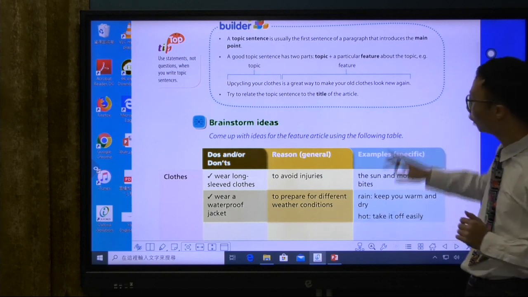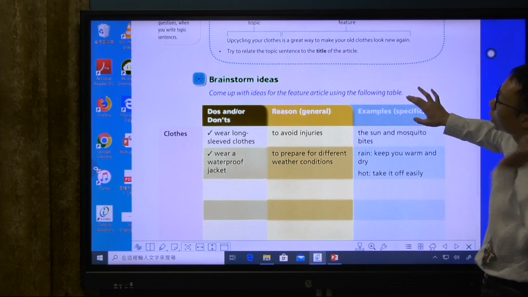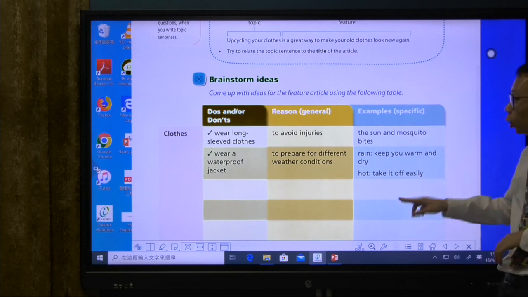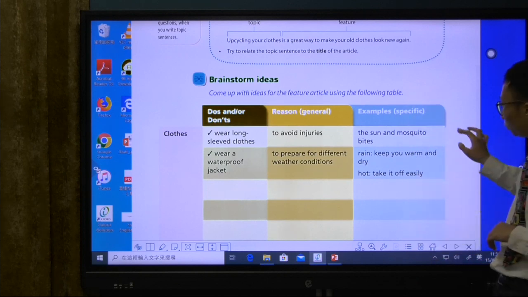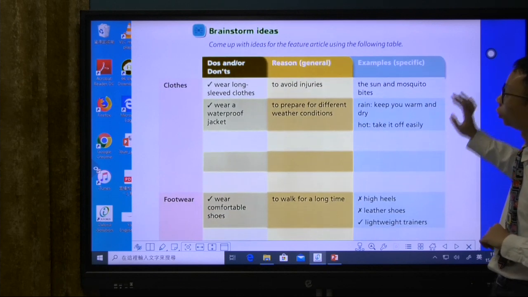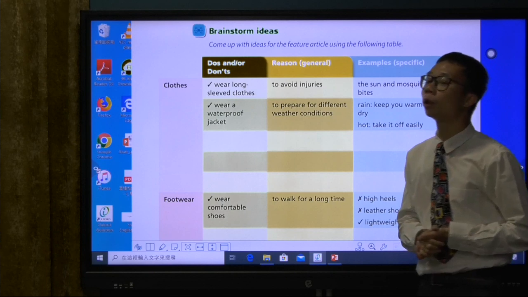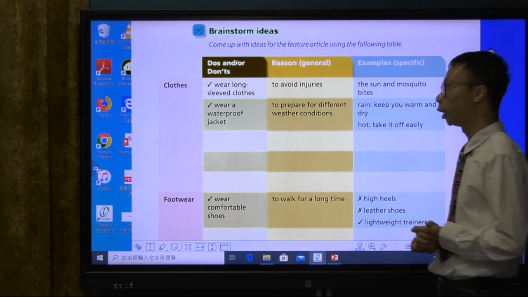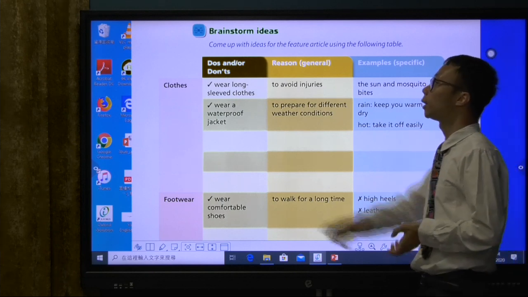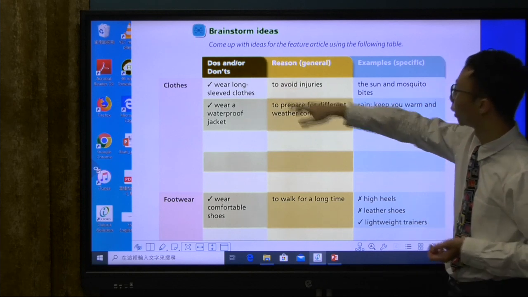Okay, now we go on to the second part. We come back to our brainstorming idea for a feature article about the school picnic. And remember we talked about what kind of clothes we should wear. Now let's just read this one real quick.